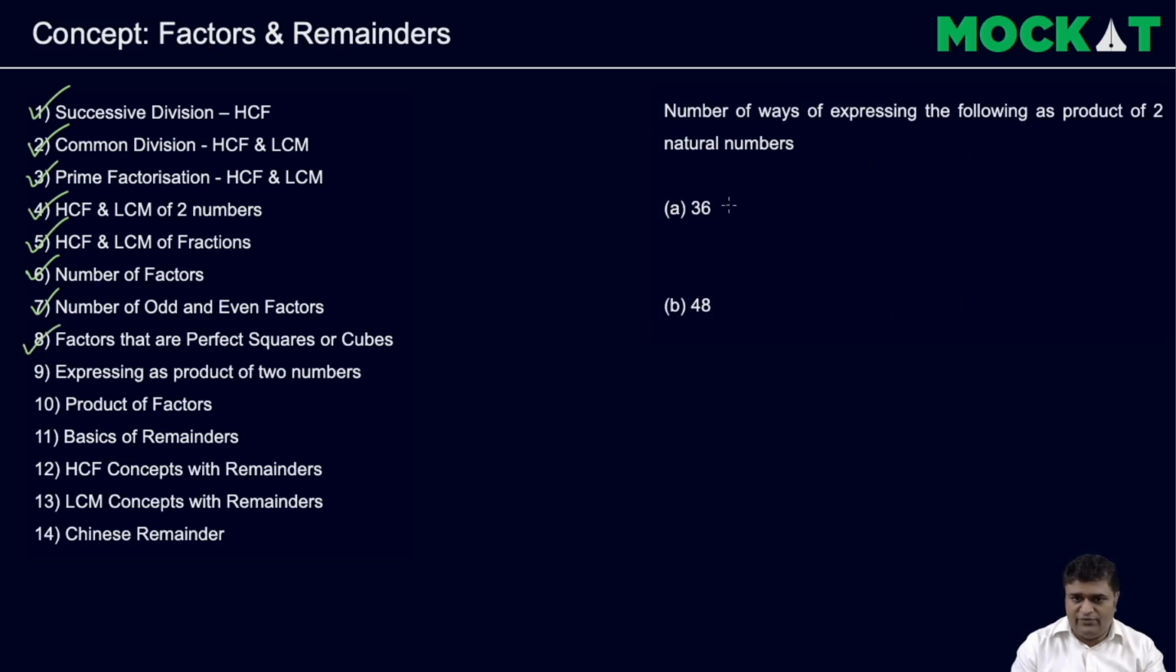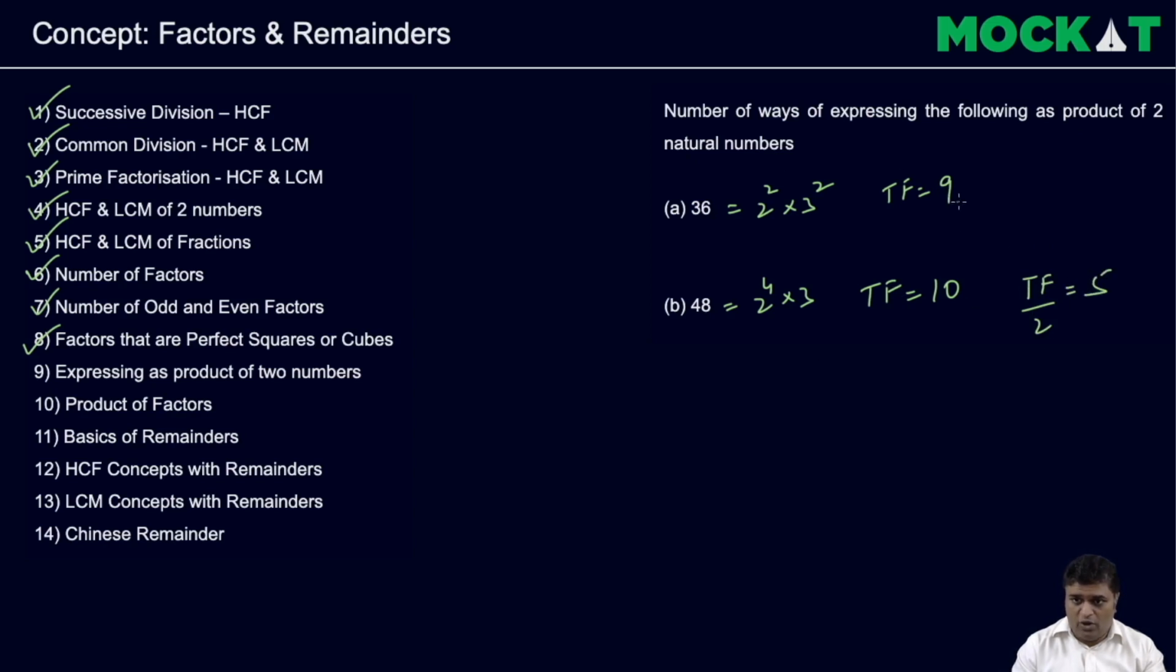For this we have to first prime factorize 36, we get 2 square into 3 square. Then we'll have to find the number of total factors. Total factors in this case is going to be 3 into 3, which is 9. Likewise, for 48, we get 2 power 4 into 3, and total factors in this case is going to be 5 into 2, which is 10. Now, where it's even number of total factors, the number of ways in which you can write it as product of two natural numbers is very simple. It's going to be the total factors by 2. So in this case, it's going to give us 5.